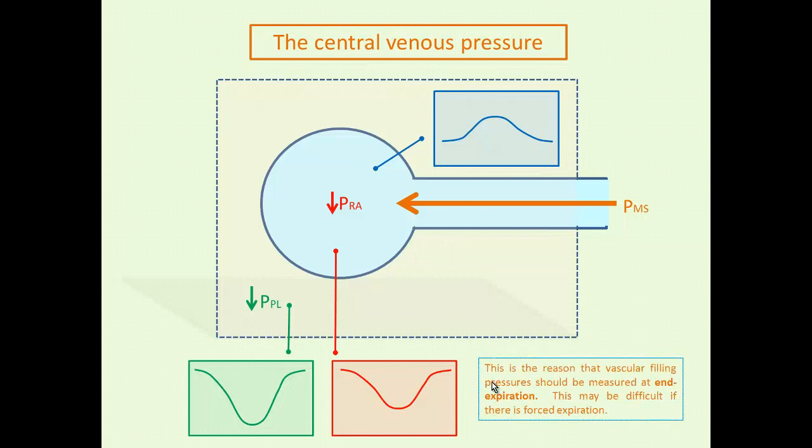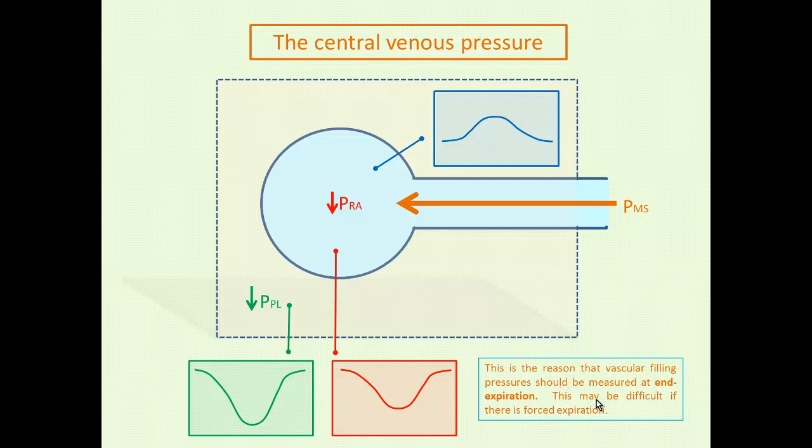This is also the reason why vascular filling pressure should always be measured at end expiration, and the reason is that at end expiration, this is the closest you're going to be to atmospheric pressure. Because the reference is atmospheric pressure, you want to know what that pressure is relative to atmosphere, and that will give you your true, or as close to your true, transmural distending pressure as possible. It becomes completely erroneous to measure that during an inspiratory cycle.